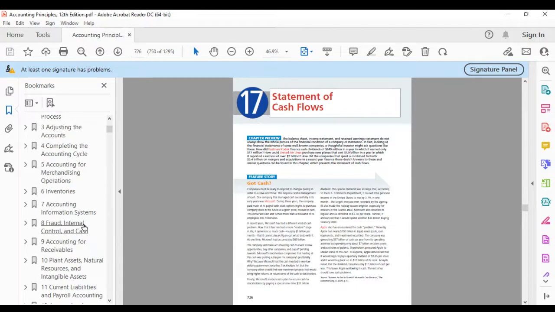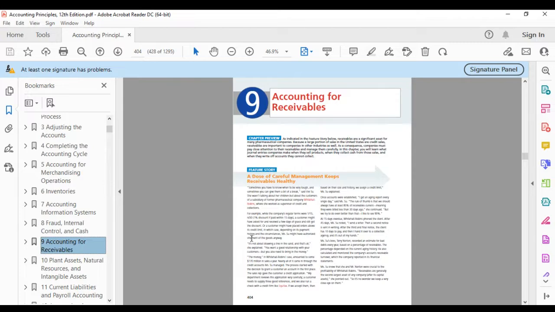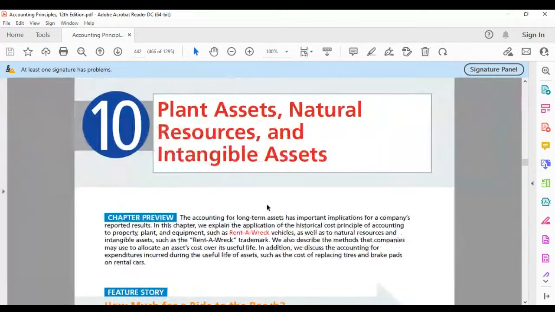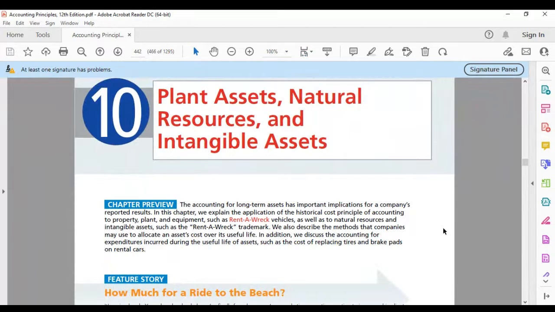Again, it's important to have access to your book, because the practice which you will get will be available only in the book. Plant assets, natural resources, and intangible assets. This is what we will be looking at in this course. Yes, any question until now? Please feel free to ask questions. It's important that you participate in the class, and asking questions is very important.